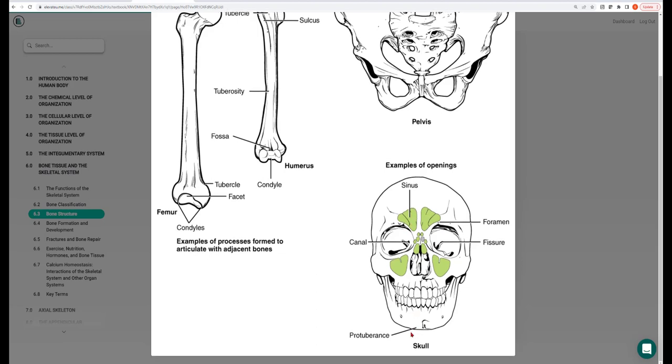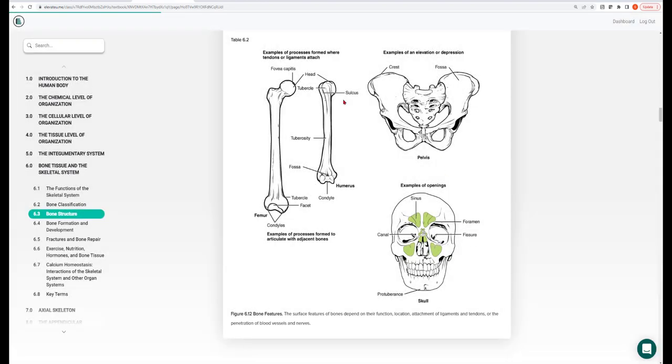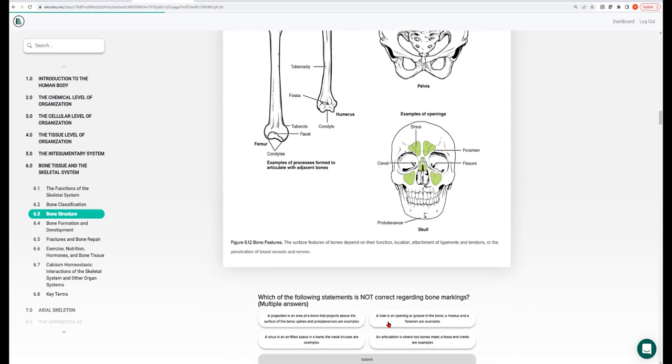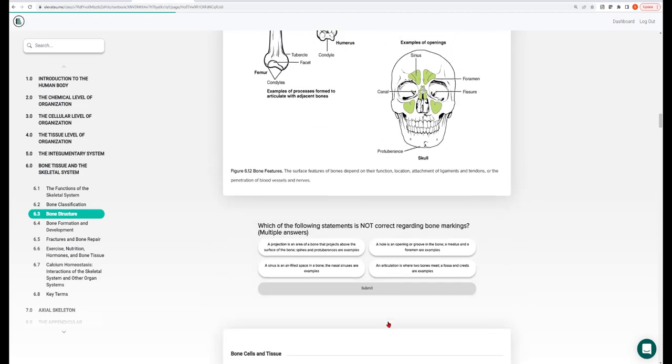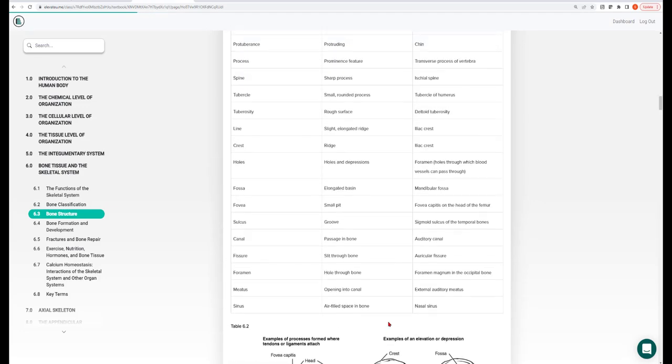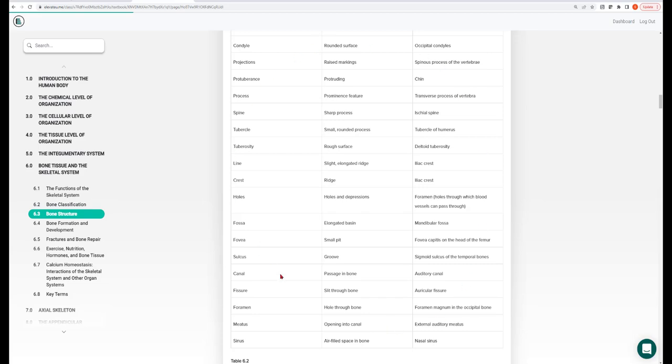There are protuberances. These are small areas where there's a projection, not quite a process. A process is something that sticks out significantly from a bone, but a protuberance would be another type of projection. So you get the idea that there are many of these bone markings, and you will be very busy over the next couple of weeks learning these. I will not be going through these in this presentation.